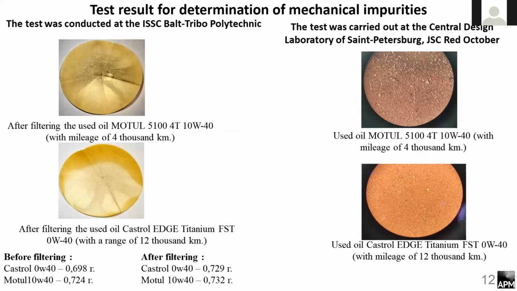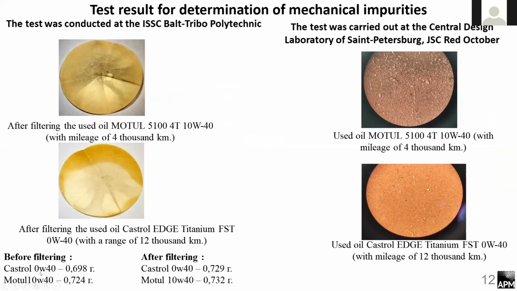To know the amount of mechanical impurities in the oil, a test was carried out with the use of a filter paper. Before filtering the oil, the mass is less than after filtering in both cases, that is Castrol and Motul oil. This is because all decomposition products and wear particles settle on the filter paper after filtering.